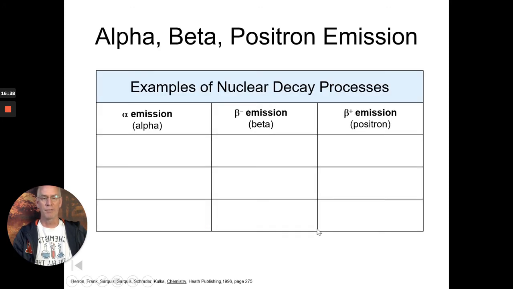All right, let me give you some examples here of alpha emission, beta emission, and positron emission, just so you can kind of see.